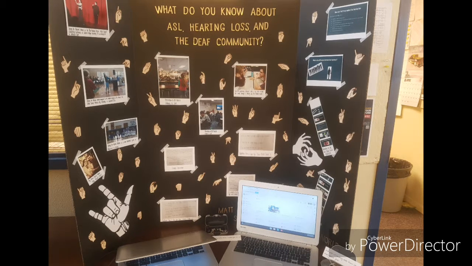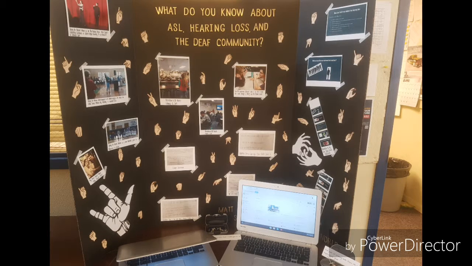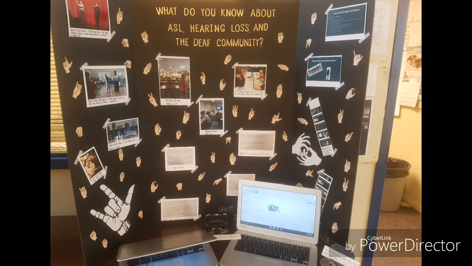Oh, what do the big hands mean? The big hand on the left is the sign for I love you. The smaller hands on the right are a sign for communicate and relationship.